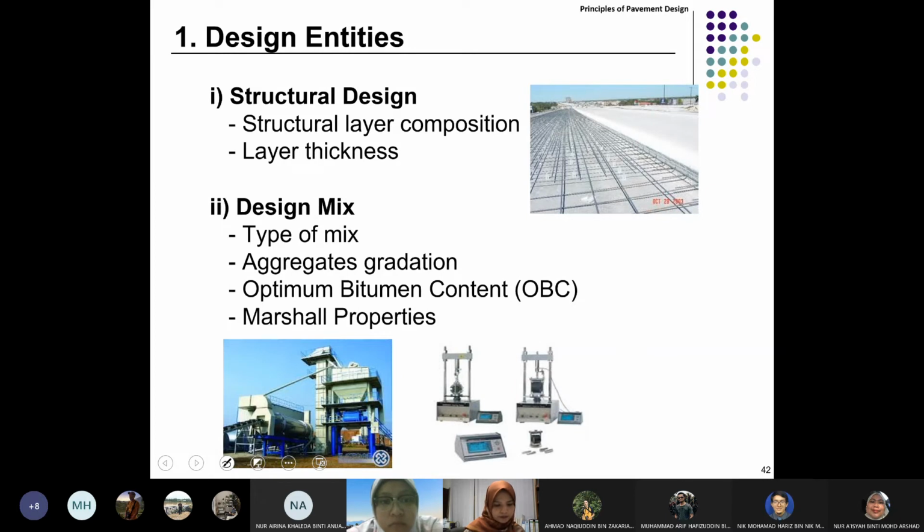Design needs, right? This is especially for the very top layer, permukaan. You akan buat aggregate gradation, you akan buat OVC, Marshall properties. Yang ni untuk kita punya surfacing layer, right? And then you know what is the type of the mix that you use. Grade dia berapa? 60, 70, 80, 90. Ada dia punya grade.